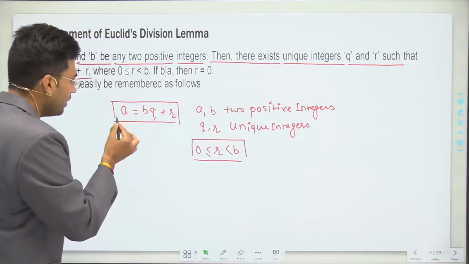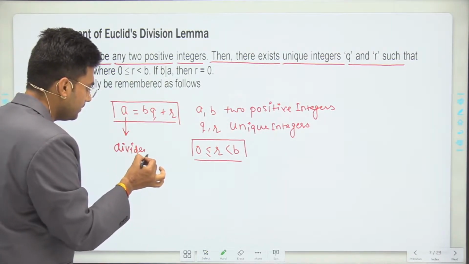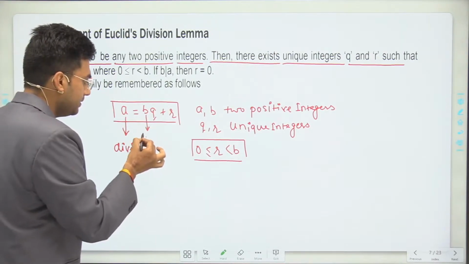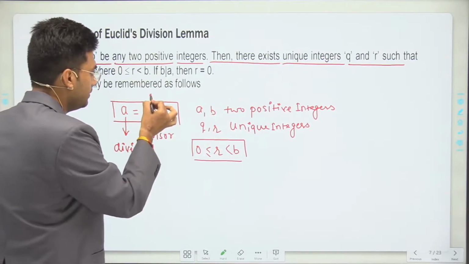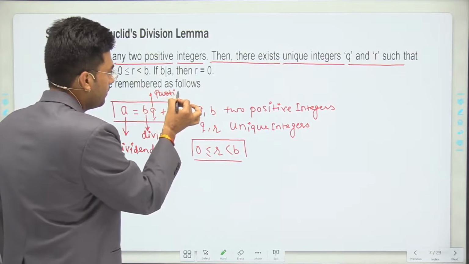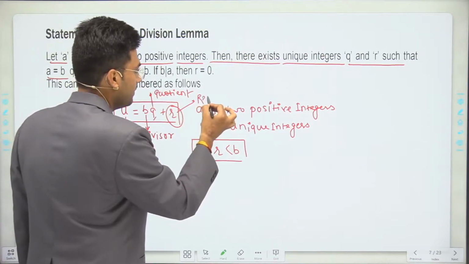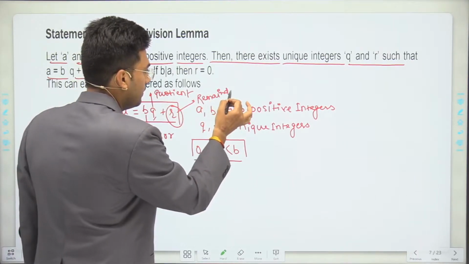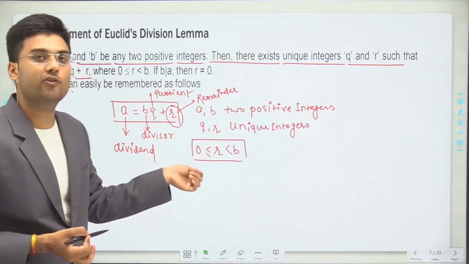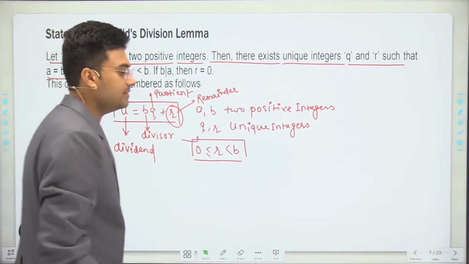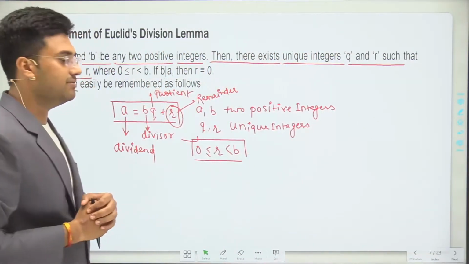because if we observe, this a is nothing but the dividend, b is the divisor, and this q is the quotient, and r is the remainder. The remainder is always less than the divisor but greater than or equal to 0. So we write here r is always greater than or equal to 0 but less than b. So this is the introduction of Euclid division lemma.